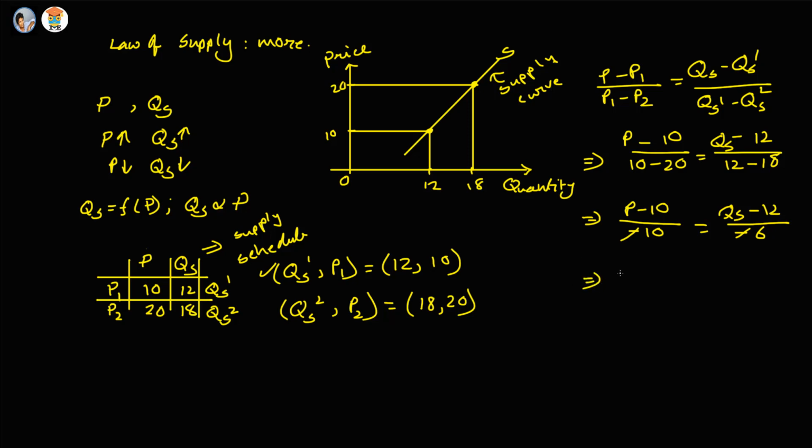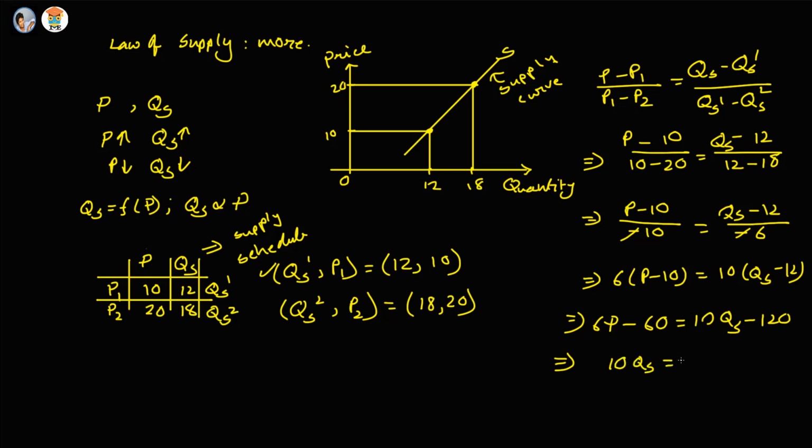We can cancel these two negative signs, and then we can write 6 into P minus 10 will be equal to 10 into QS minus 12. From here we can write 6P minus 60 will be equal to 10 QS minus 120, and here we'll have 10 QS is equal to 120 minus 60 plus 6P, or we can write QS is equal to 6 plus 6 by 10 P.